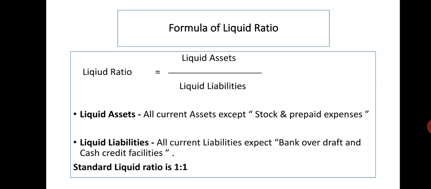So what are liquid liabilities? Here also the same case. It includes all current liabilities except two things: bank overdraft and cash credit facilities. Now the standard liquid ratio is 1:1. So 1:1 in the sense liquid assets and liquid liabilities should be equal, that is 1 is to 1.